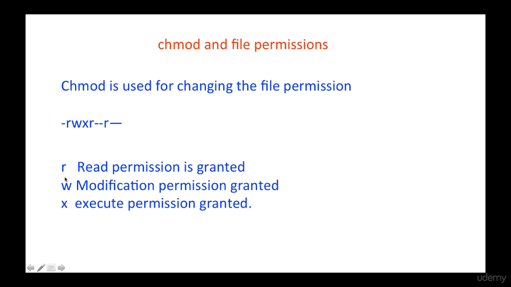R is for read. W is for write, which is a modification permission granted to a user, a group, or others. If they have the W permission, they can modify the contents of a file or delete the file. X means execute permission, which means they can run that binary, program, or script file. So they have sufficient privilege to run.